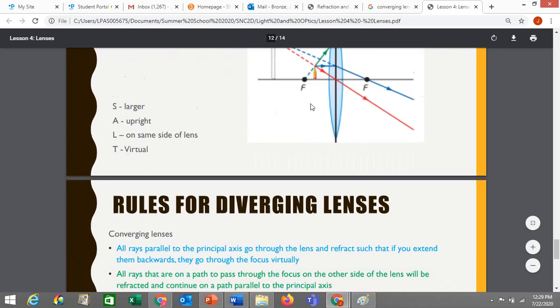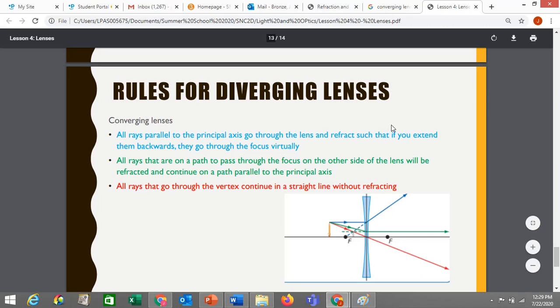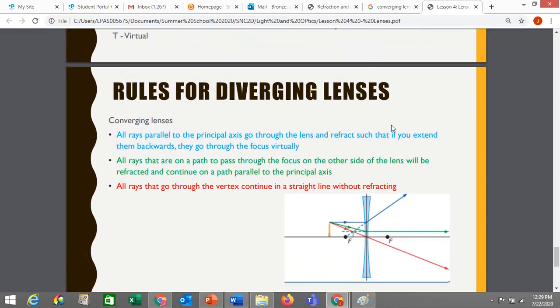All right, one more thing to cover. Diverging lenses. So we have our own set of rules for these, but you'll notice that they're related to the rules for converging lenses. This should say diverging. So all rays parallel to the principal axis go through the lens and refract such that if you extend them backwards, they go through the focus virtually.